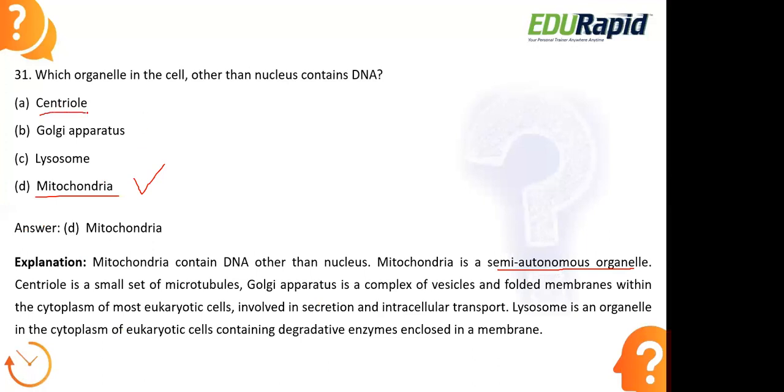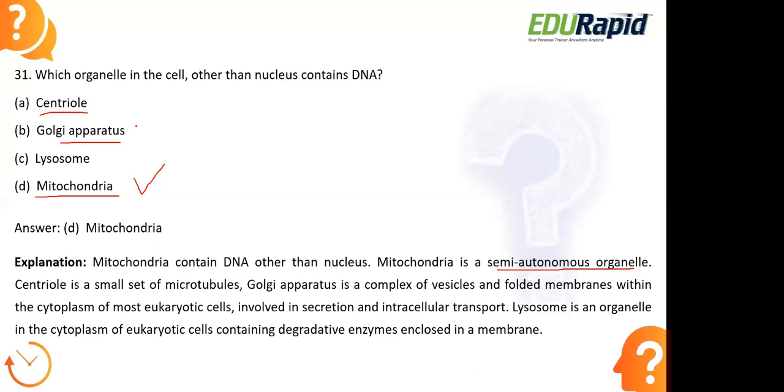Centrioles are a set of microtubules. Centrioles have a major role during cell division. They form microtubules so that the chromosomes are held together with the help of microtubules. Golgi apparatus is a complex of vesicles. They have a folded membrane and are involved in secretion. That is a major function of the Golgi apparatus, right? It will secrete the transport vesicles, which are required for intracellular transportation.